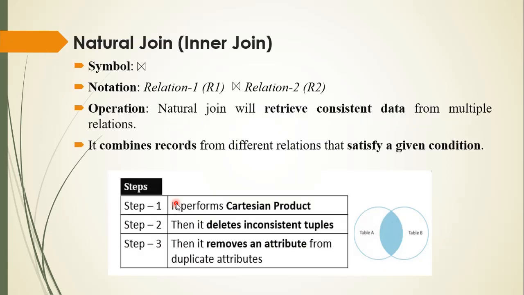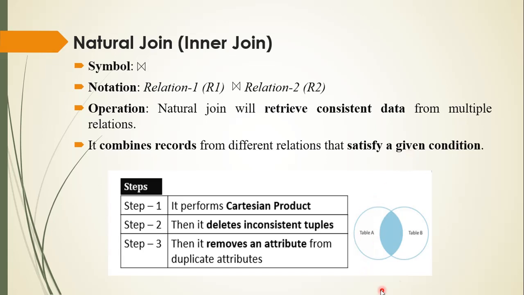Our topic is join. This topic I explained in SQL also, in chapter number 9. First is natural join, which is an inner join. The symbol is this, and the notation is relation 1, R1, join relation 2, R2. The operation it performs: natural join will retrieve consistent data from multiple relations. It combines records from different relations that satisfy the given conditions.